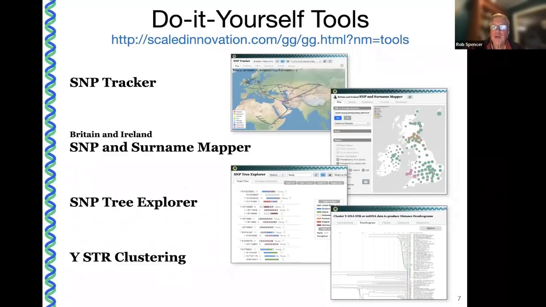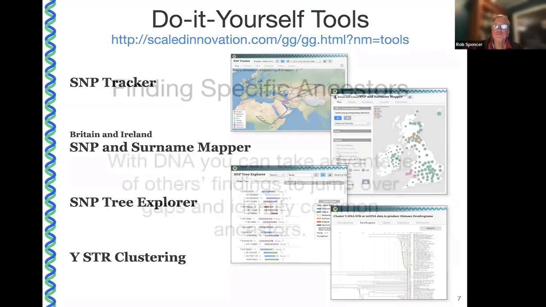Surname Mapper takes advantage of Anglo-Irish census data from the late 1900s. Again, we'll have a little more on that at the end, and it will allow us to focus in. It augments the DNA data, and because it taps into surnames, and in our society surnames often go with the male line, it synergizes really rather nicely. There's a tree explorer. You can explore the SNP haplotree or mitochondrial tree fairly clearly, and a clustering tool we won't get into too much. It gets a little more technically complex.